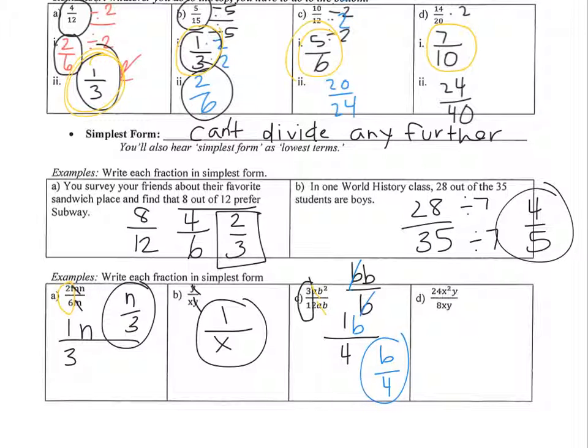And then D, make your fraction bar. You can divide 24 by 8, so you're going to get a 3. Then you have x squared on the top and x on the bottom. So you cancel out the x's to get 1 on the top. And then the y's are exactly the same, so they cancel out. So the answer is just 3x.